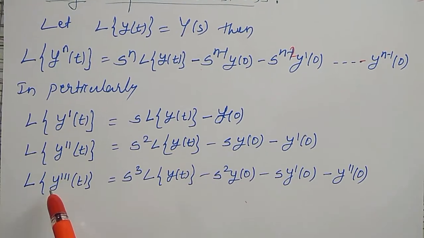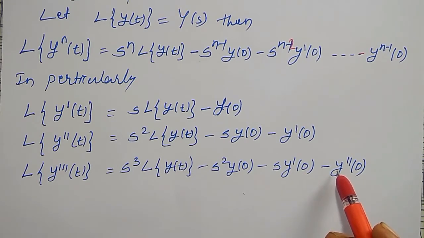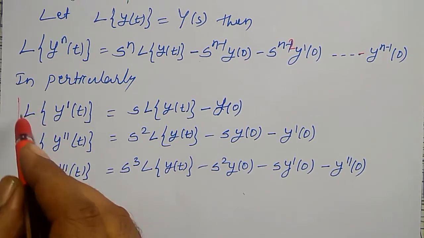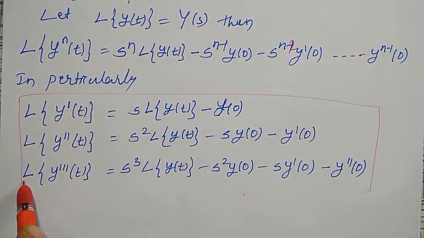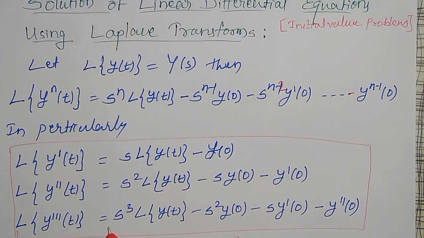Like that, if a third derivative is there, Laplace transform of y triple dash of t is s cube into Laplace transform of y of t minus s square into y of 0 minus s into y dash of 0 minus y double dash of 0. The power of s goes on decreasing, whereas the order of the derivative of the initial value goes on increasing. We have to remember these three formulas to solve differential equations using Laplace transforms. Examples on this I am going to do now.